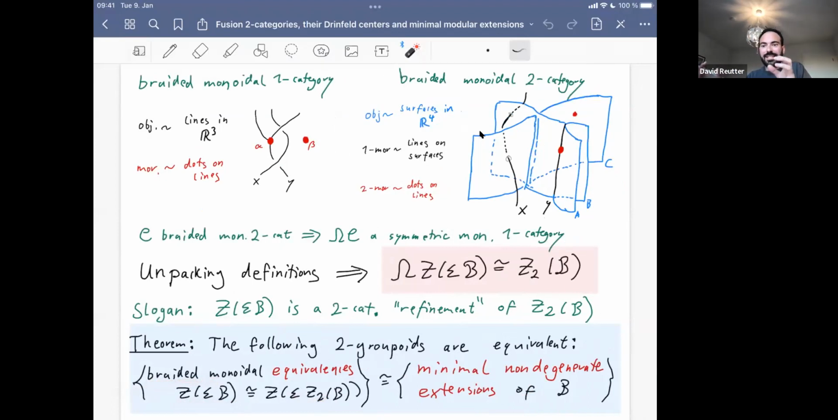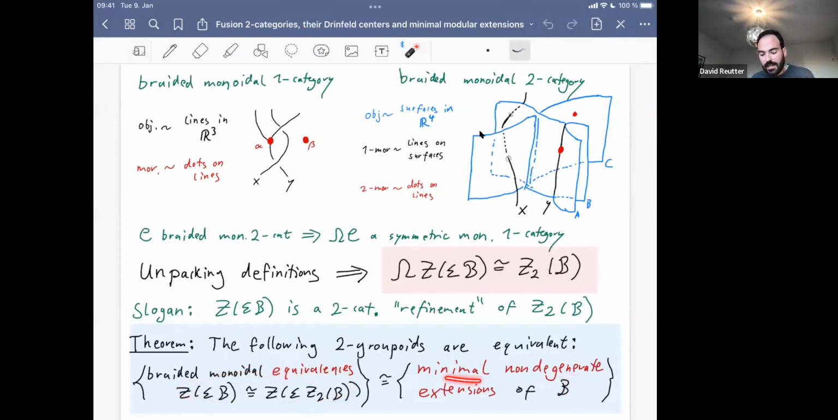So I can take sigma of all of b, or I can take sigma of just the Müge center and take their Drinfeld centers. Those have the same endomorphisms of one, but they might in general be different. Intuitively, this might be much larger. But if they are equivalent, that's exactly the case when B admits a minimum non-degenerate extension.